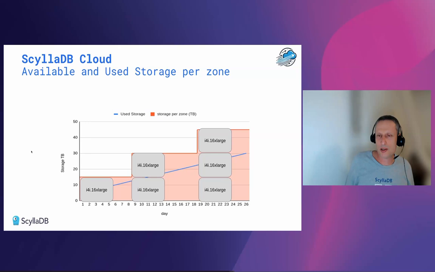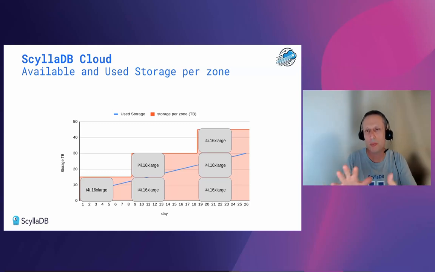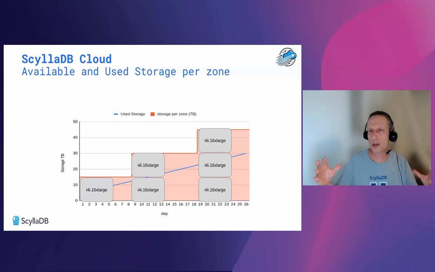So this is an example of quite a large cluster. By the way, this view is per zone. Think about it, in practice we usually have 3 zones, so you can multiply everything here by 3. So imagine that you have a cluster with i4i.16xlarge, quite a beefy node with 15 terabytes. After some time, the storage is exhausted and you need to scale out the cluster.